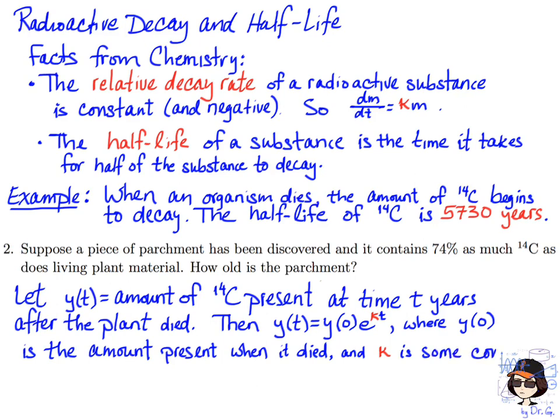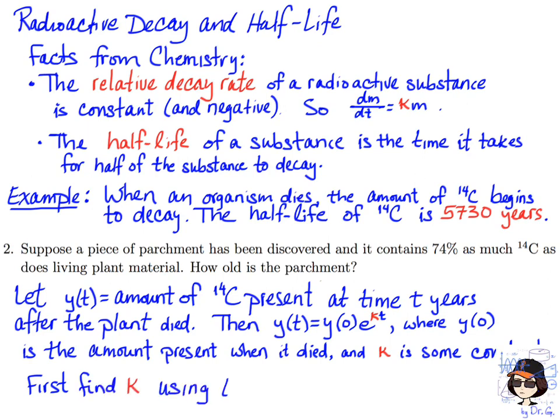So also k is just some constant. We know k should be negative, right? Because we know this y of t should be a decreasing function. So that exponent should be negative. Okay. So first we got to find k.